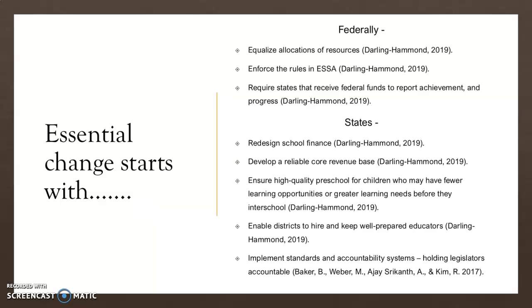Federally, essential change starts with equalizing allocations of resources from the Every Student Succeeds Act, or ESSA, across states, meaning high poverty states receive an equal opportunity of receiving a fair share of federal funds. Second, reinforce the rules of ESSA that require a balance of qualified and experienced teachers across schools serving more and less advantaged students. Districts with concentrated need require a larger quantity of qualified teachers to meet the needs of all their students. Third, require states that receive federal funds to report on achievement progress, well-qualified teachers, strong curriculum opportunities, books, materials, and equipment, such as science labs and computers, and adequate facilities, as well as a plan for future progress.